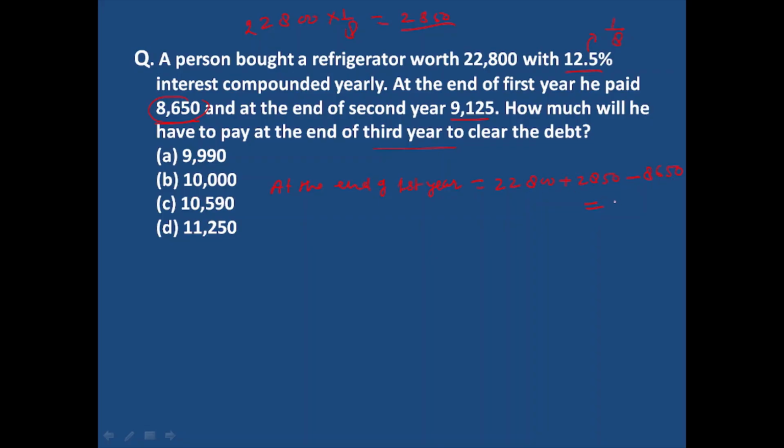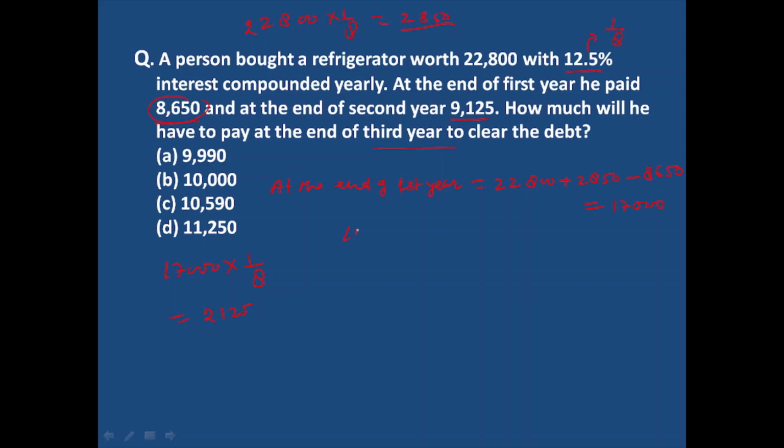So 17,000 rupees is left at the end of the first year. The amount left to be paid is 17,000. So on these 17,000 rupees, we have to pay interest for the next year. The rate of interest is 12.5%. It means 1 upon 8, and if you simplify it, it will give 2,125.